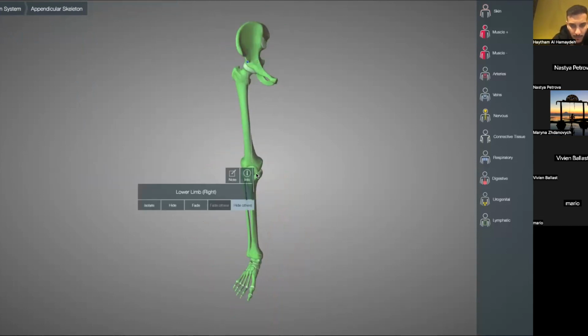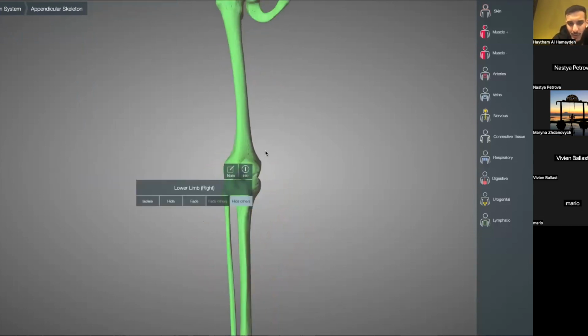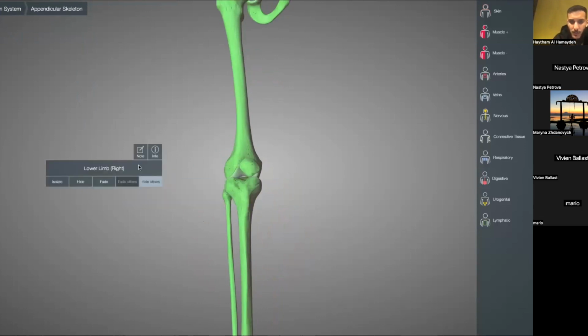Now, what type of joint is this? Easy. Hinge. What movements? Flexion, extension. Easy.